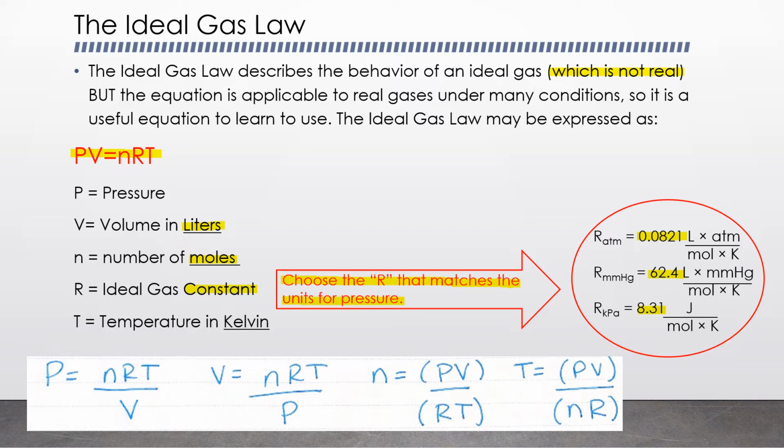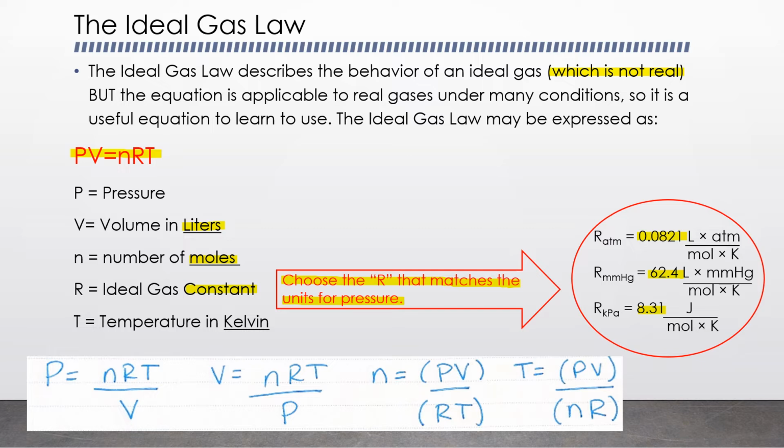So go back over here and check whatever units you had for your pressure. If your pressure is in ATM, you're going to use 0.0821. If your pressure was in millimeters of mercury, you're going to use 62.4. If your pressure is in kPa, you're going to use 8.31 for your R constant.